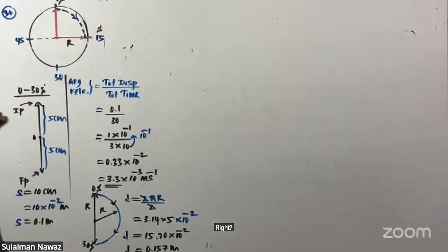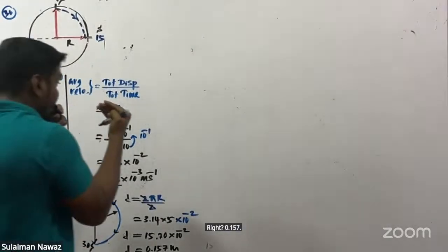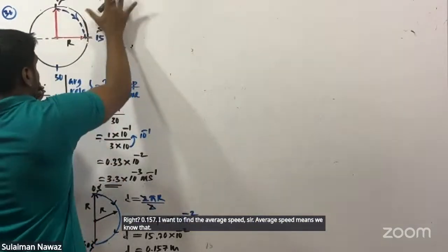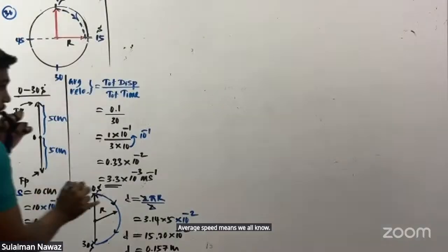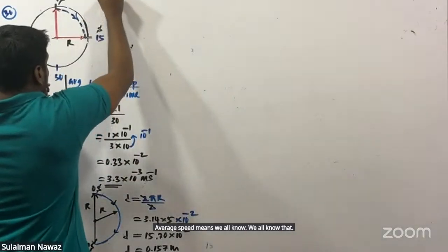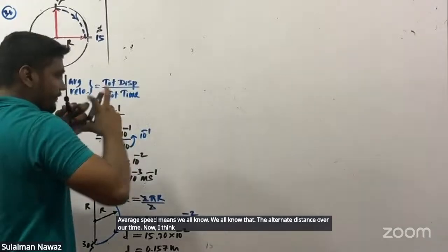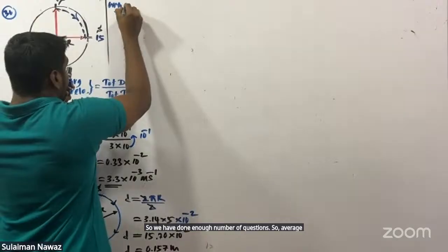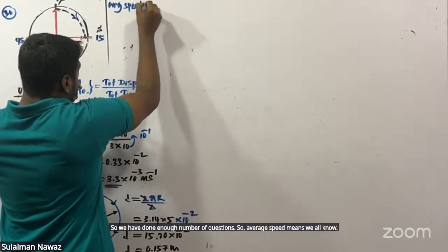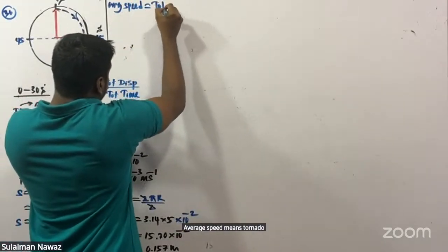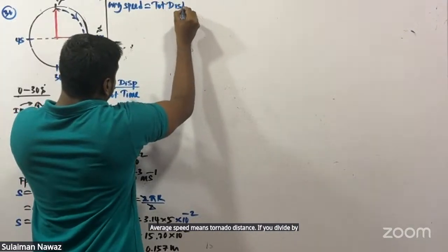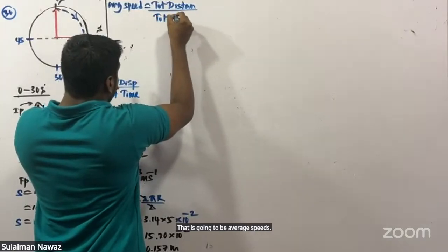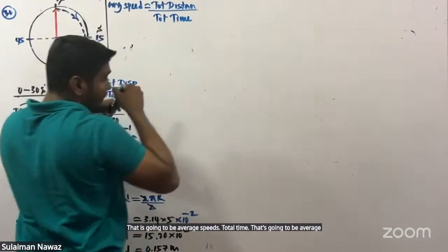I want to find the average speed. Average speed, we all know, is total distance over time. Now I think it's enough, we have done enough questions. So average speed means total distance divided by total time. That is going to be the average speed.